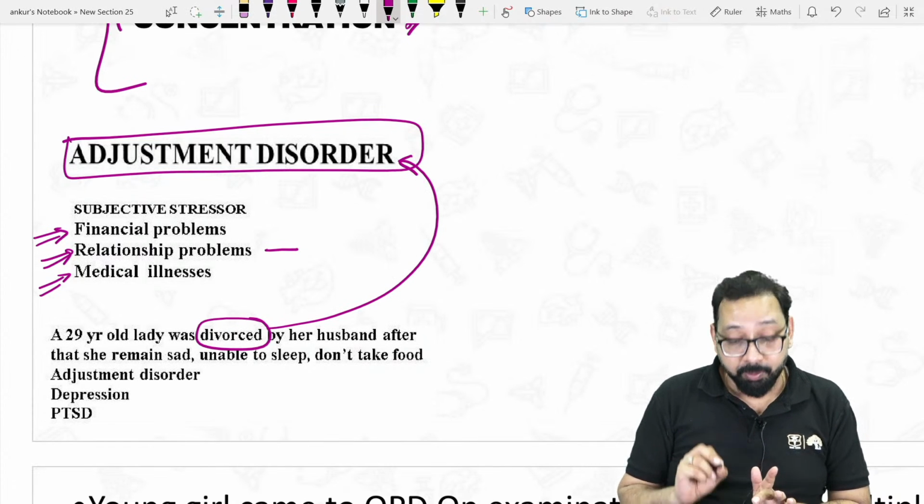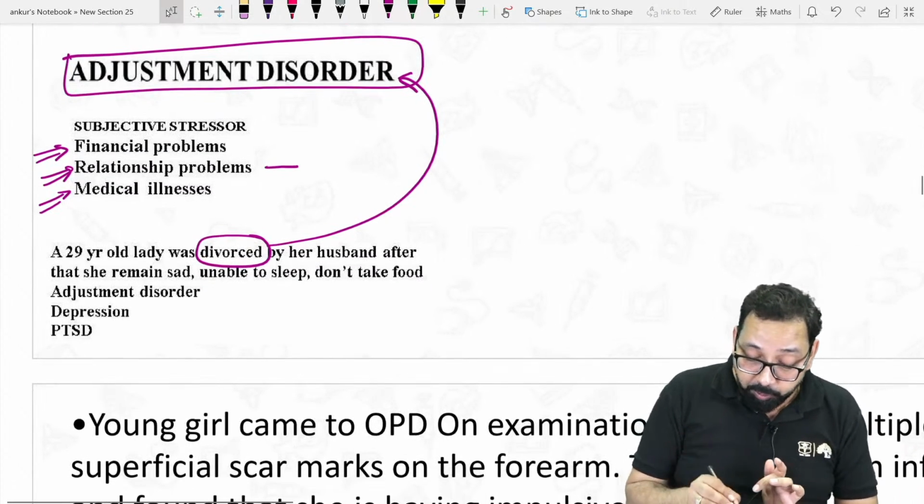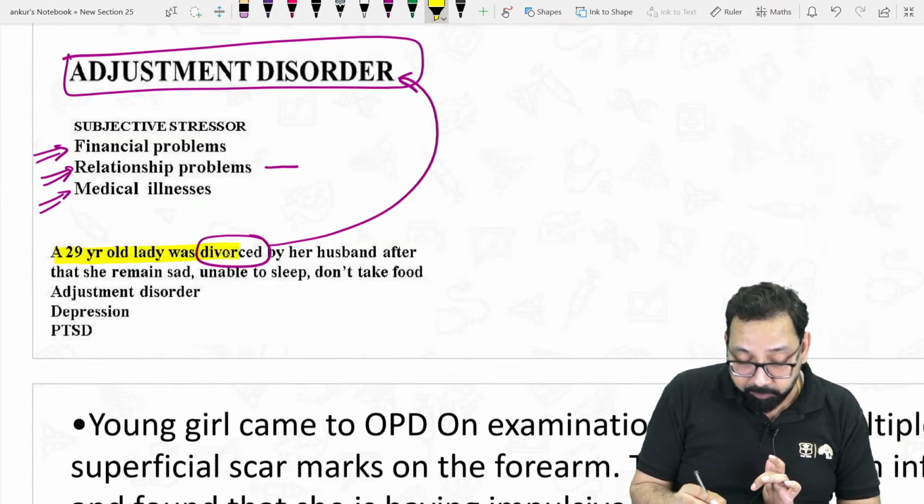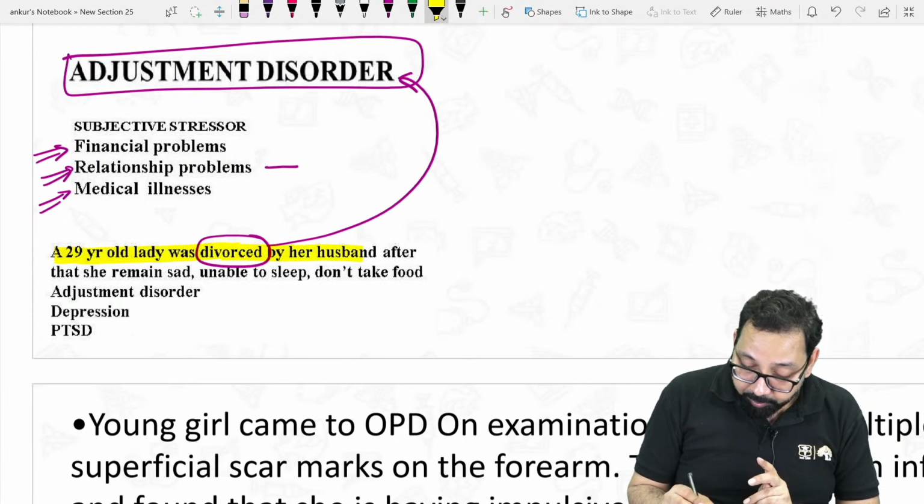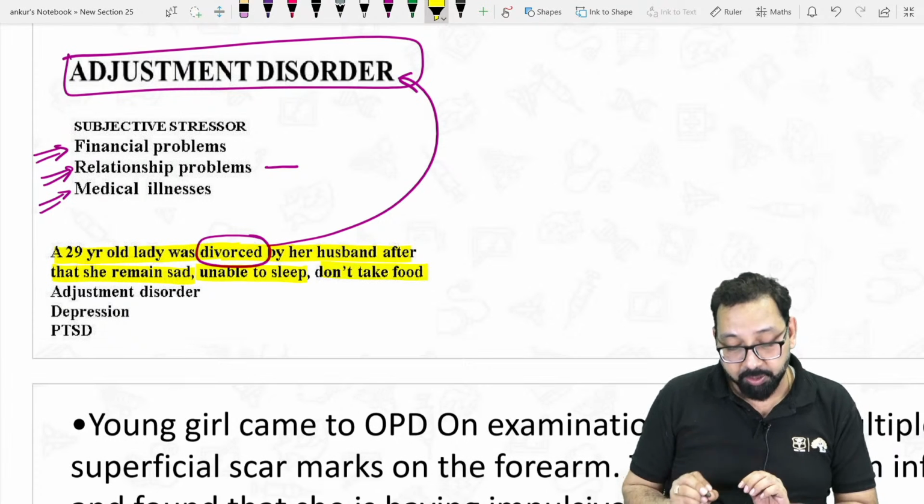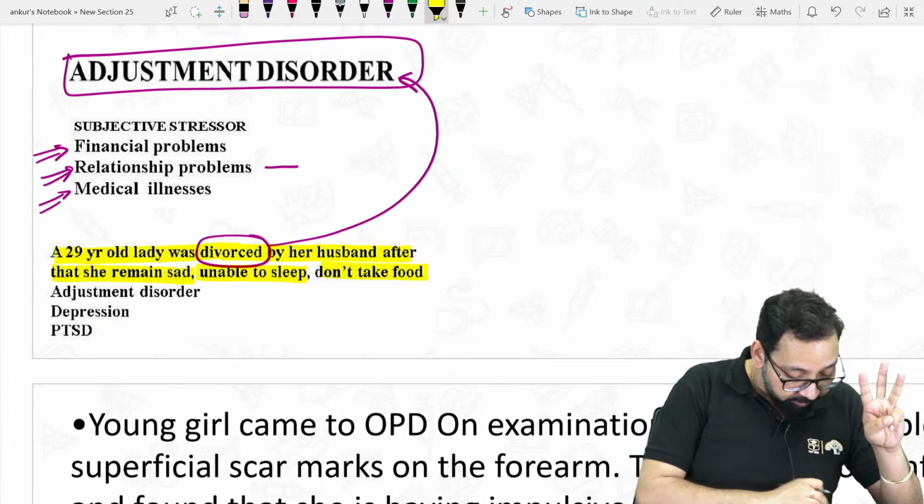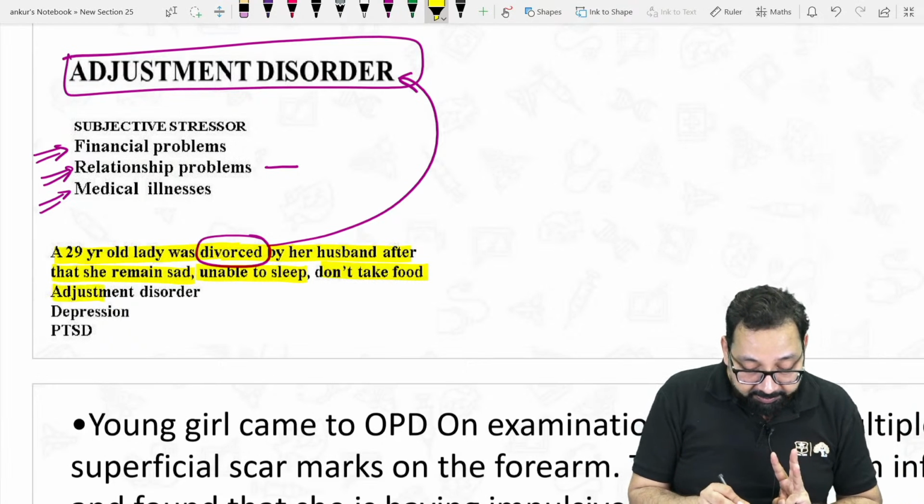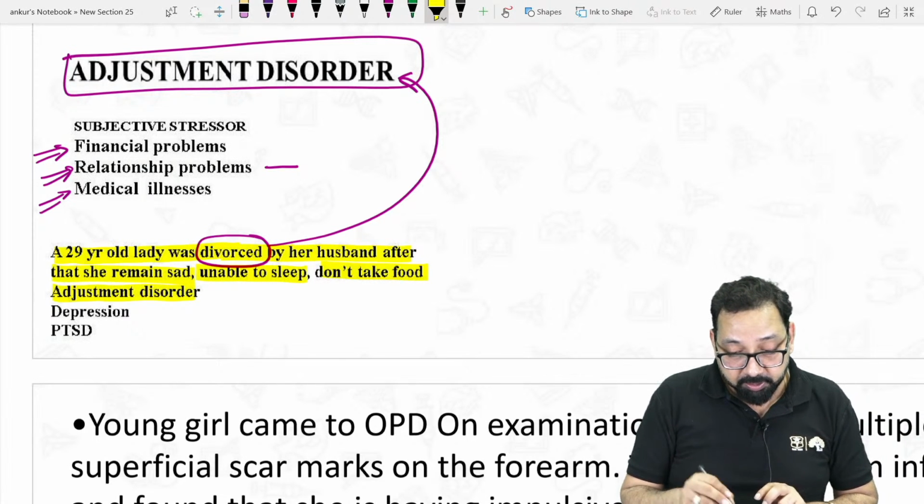Remember, if you find this question: a 29-year-old lady was divorced by her husband. After that, she remains sad, unable to sleep, doesn't take food. Three symptoms are there. This is not depression. This is adjustment disorder. The answer is adjustment disorder.